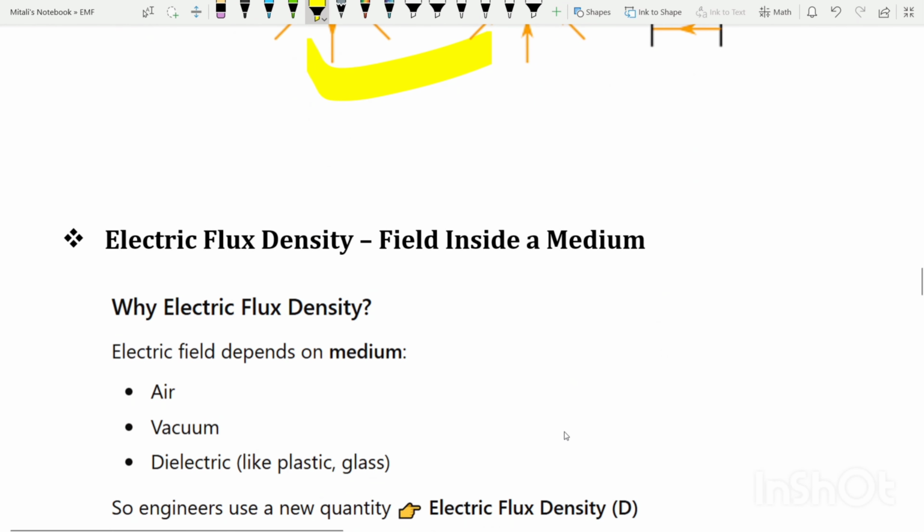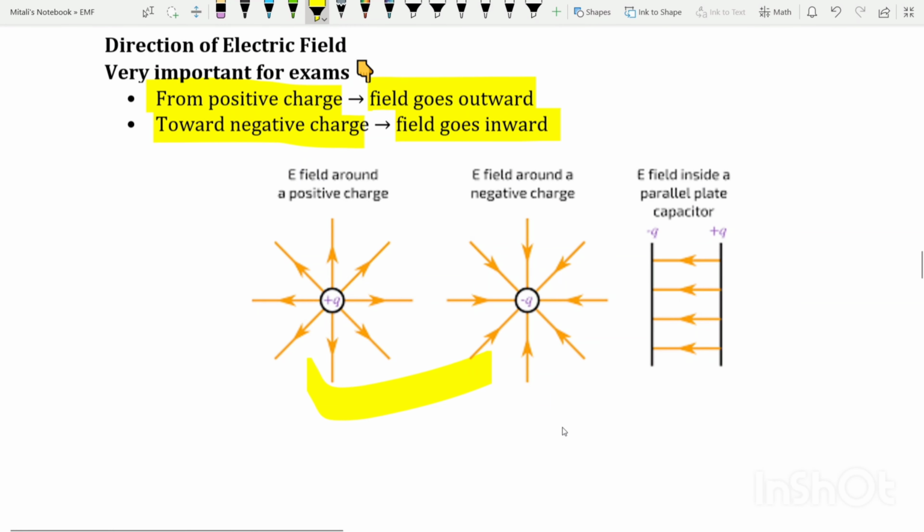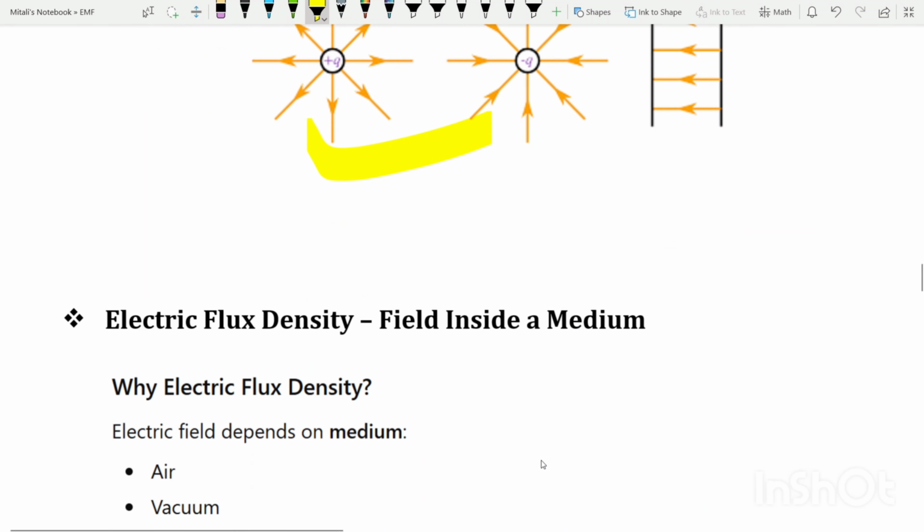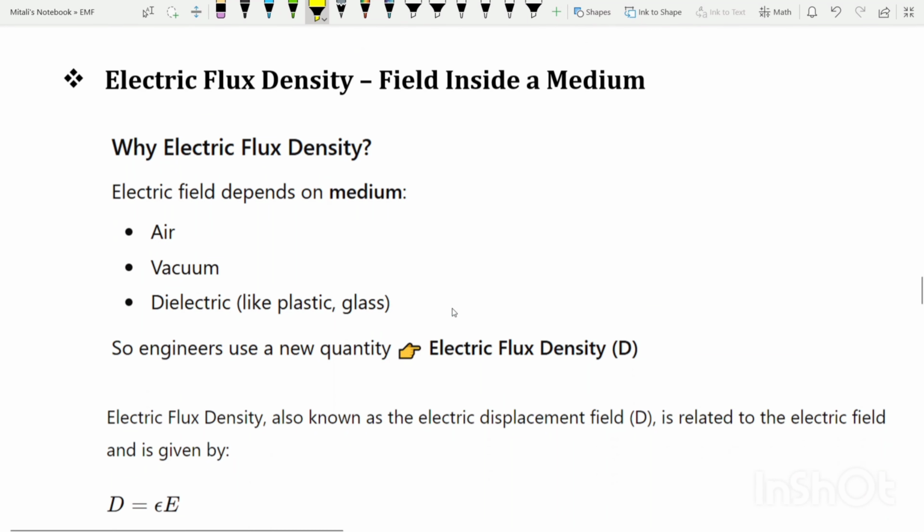So, a real life analogy: imagine a heater in a room. Heat spreads around it. You don't need to touch the heater to feel heat. Same way, you don't need to touch a charge to feel electric force. Electric field does the job. Now next is electric flux density.